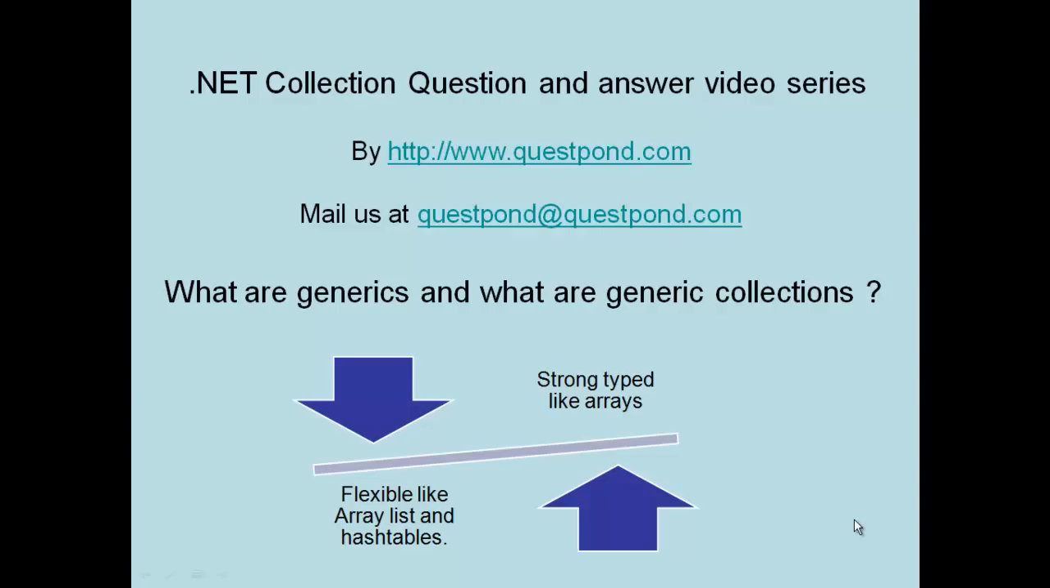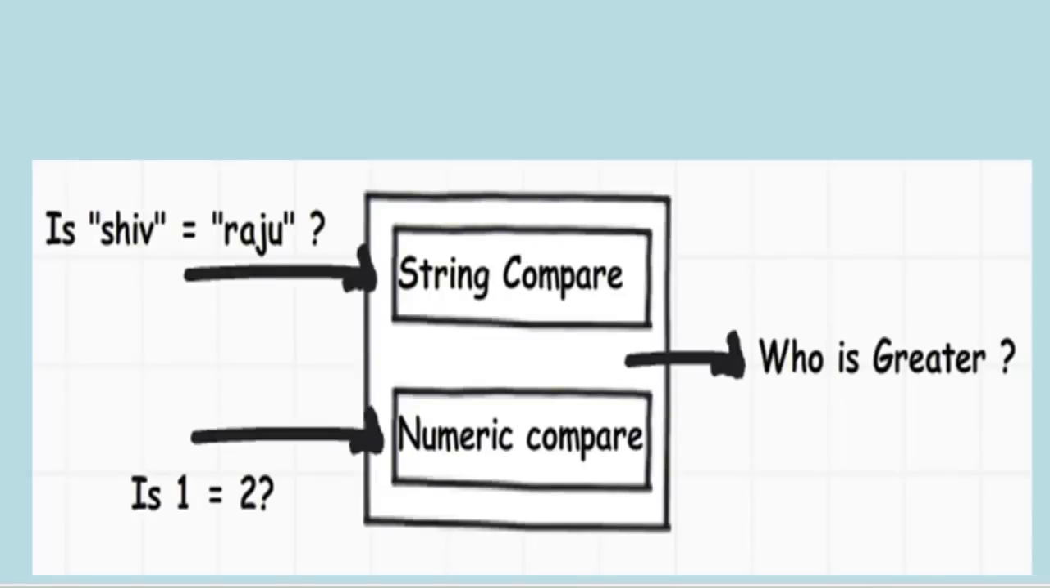So first let's try to understand what generics are, and then we will go in depth into the different generic collections available in .NET. In order to understand generics, let's understand in what kind of situations we'll be using generics. So here's a typical scenario: we have a very simple compare function. This compare function takes inputs and compares if those inputs are equal or not.